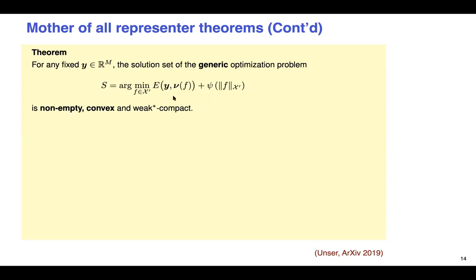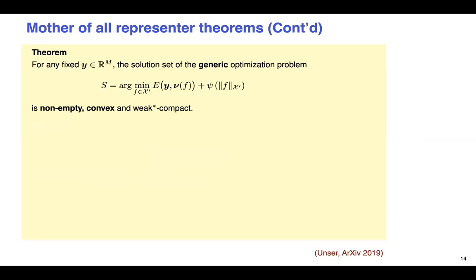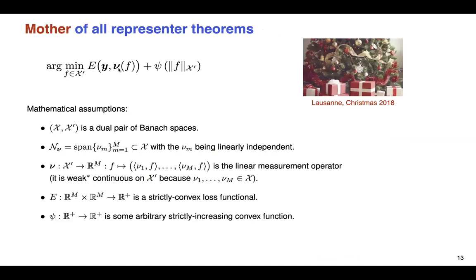So the first thing it says is, if you look at this problem here, it has a solution. That's not a big deal. Now, what's more interesting, it says that any solution is a conjugate of a common nu zero. And now the nu zero is in the span of those nu n. Let me remind you what the nu n are. The nu n are the guys here, the functionals that are acting on the function.